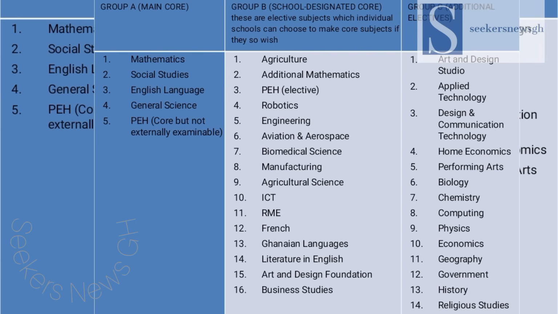Then we have Group C, which is the additional electives, and these electives are for specific people, so you have to choose that before you can do it. So you can see various categories of classes. For example, if the person is doing science, we have science 1, science 2, science 3, and all these classes will have different combinations. So let's look at samples of such.